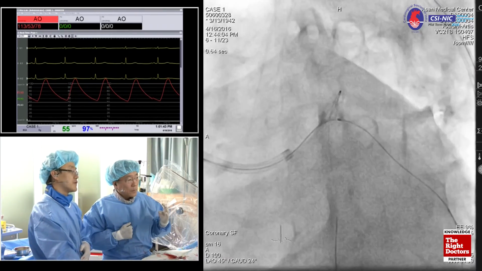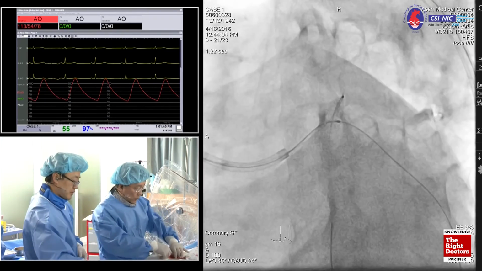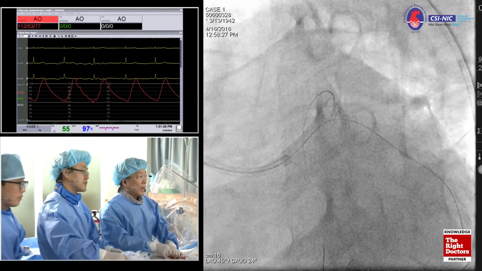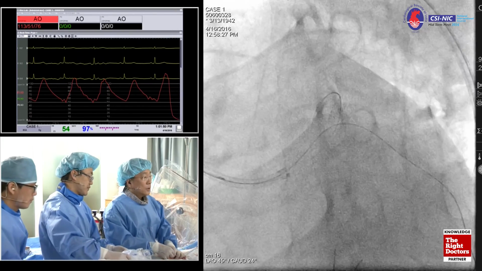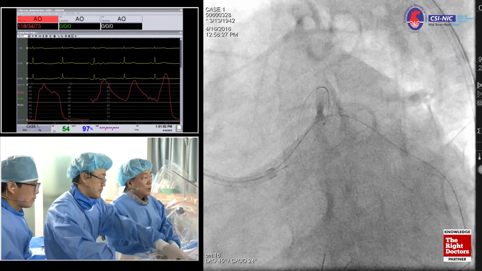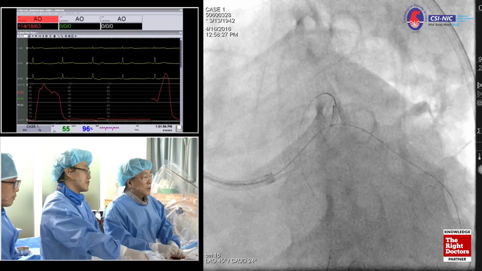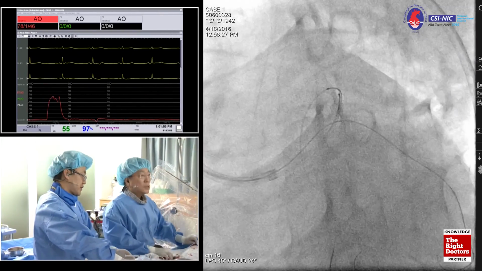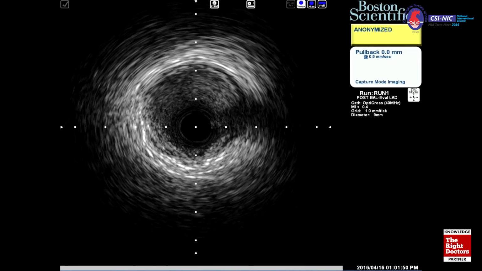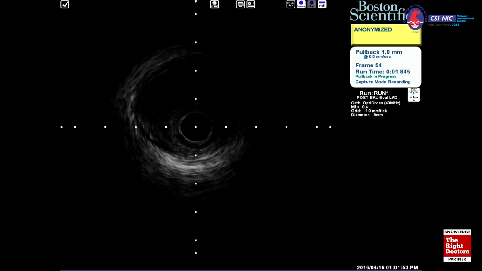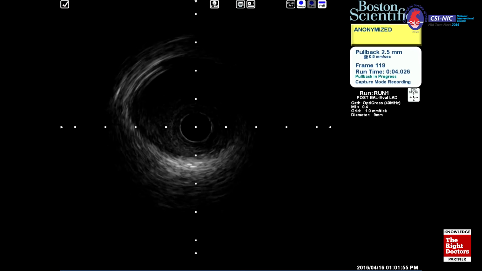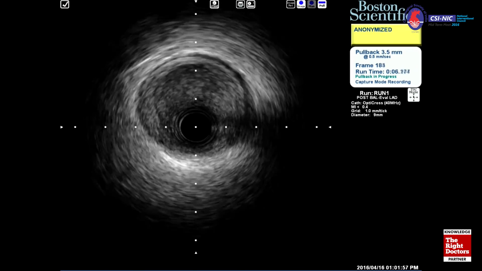And then, okay, we are doing the IVUS examination for the LAD first, and so we have a more detailed morphologic insight from the IVUS examination, right? So we are just flushing again, okay.